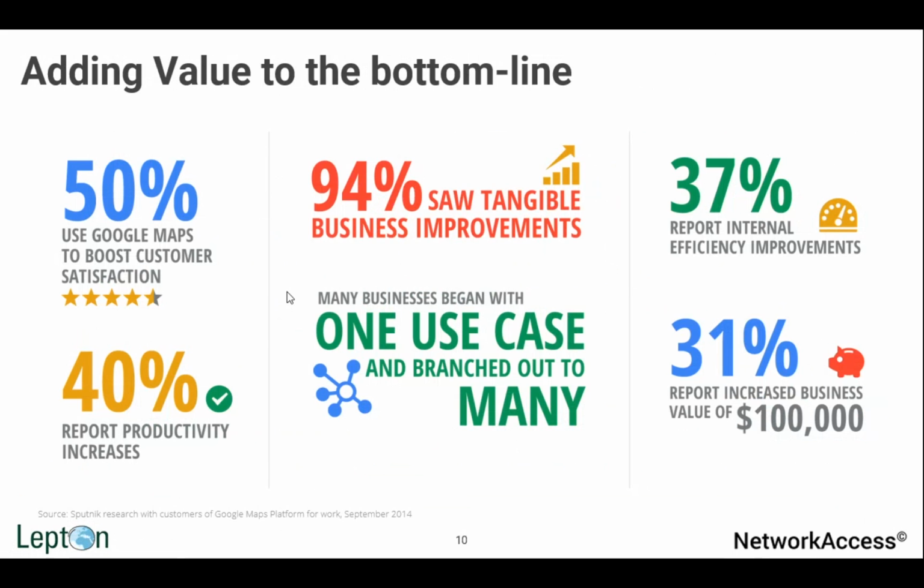And it has been proven that it adds a lot of value to the bottom line. This 31% plus increased reporting value translates to about $100,000 by using Google Maps. Again, that is variable depending on the scale of the business and the usage of the platform itself.